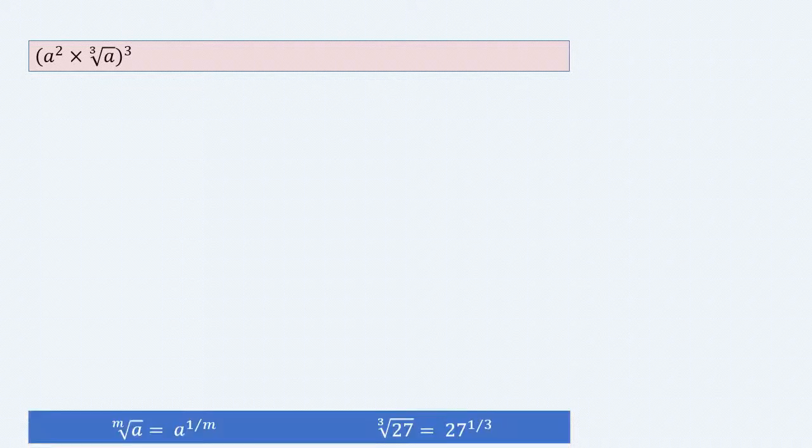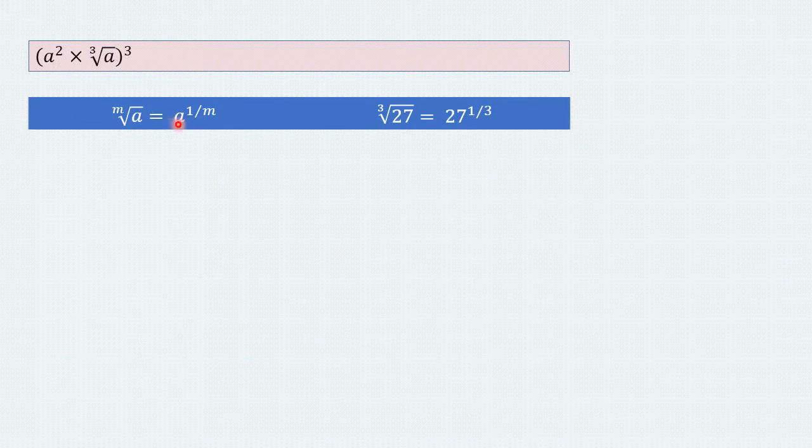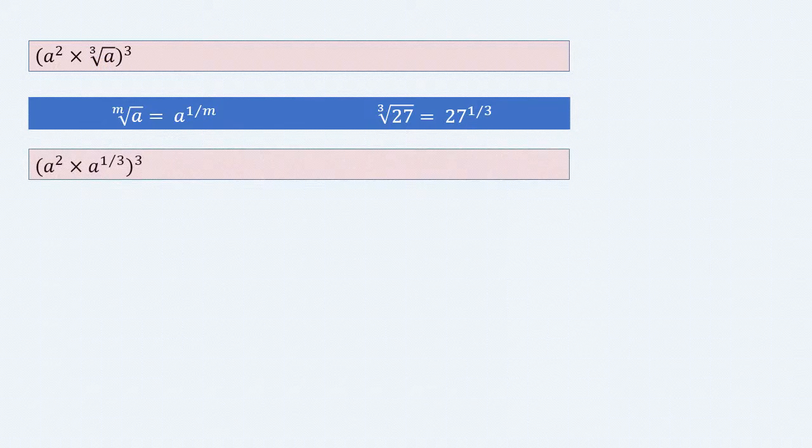Now the question said a squared multiplied by the cubic root of a, all cubed. We want to answer this question in the simplest possible form. So first off, we are going to use the rule that says that the mth root of a is equivalent to a to the power 1 over m. So the cubic root of a is equal to a to the power 1 over 3. And therefore, we reformulate the expression and it becomes a squared multiplied by a to the power 1/3 all cubed.